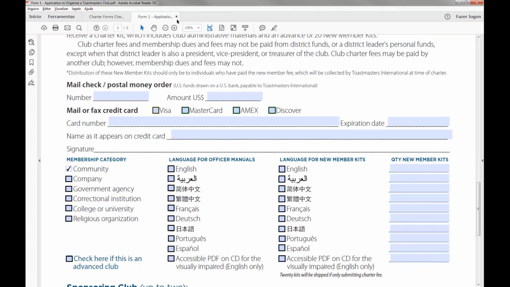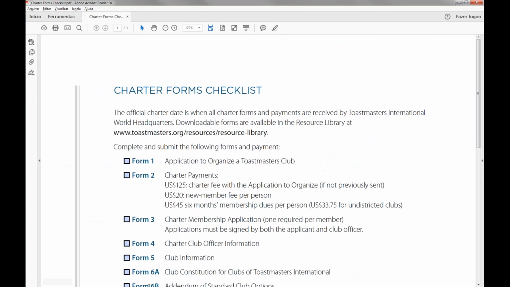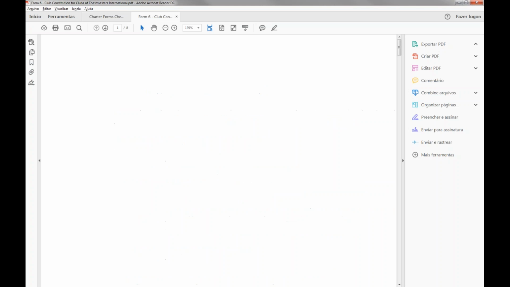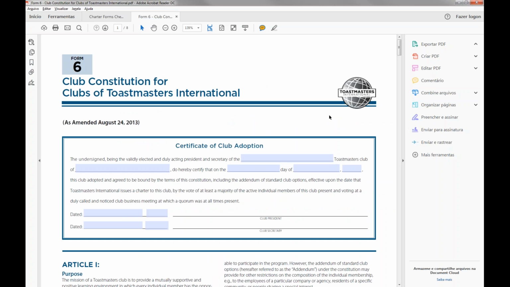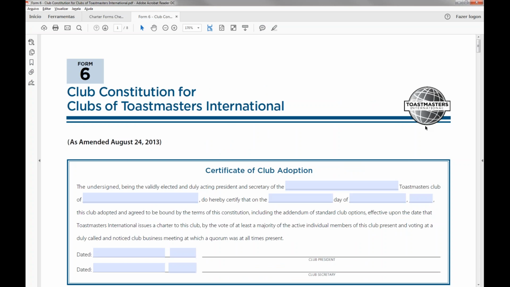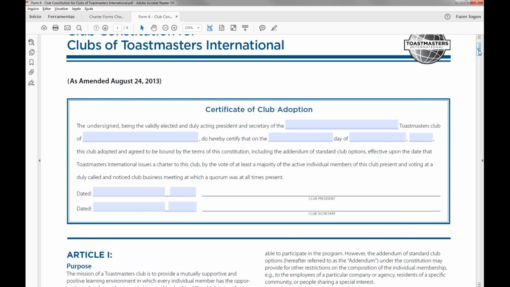Then, besides this one, I have a checklist I'm going to show you afterwards, but we also have the documentation about the club constitution. This club constitution is a huge document where you have your bylaws. You don't need to fill in a lot of information here. You need to fill the certificate of adoption, where the secretary of the club certifies that there is a majority and that they want to charter the club, and it's signed by the club secretary and the club president.